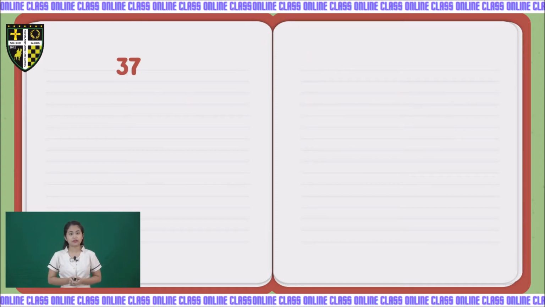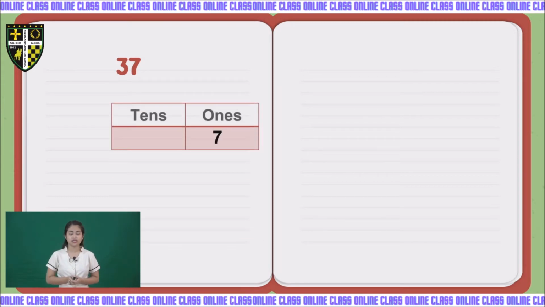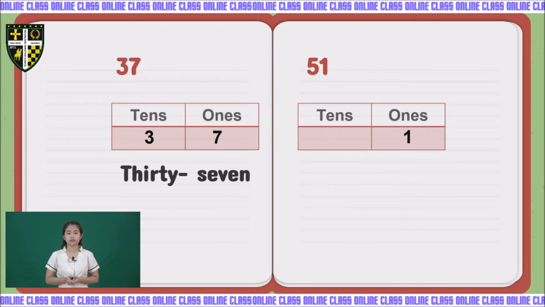So next example is we have 37. The digit 7 is in ones and the digit 3 is in tens. And we can just simply write it as thirty-seven with the hyphen in between them. So next one, we have 51. The digit 1 is in ones and the digit 5 is in tens. So we can just simply write it as fifty-one. Again, fifty-one.